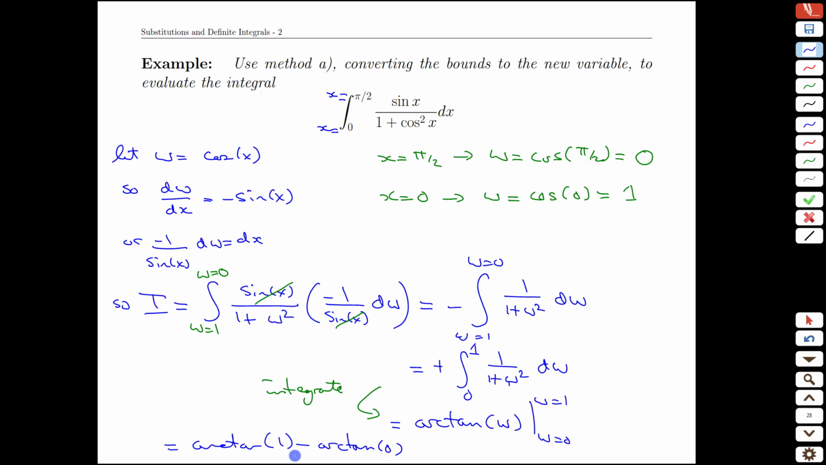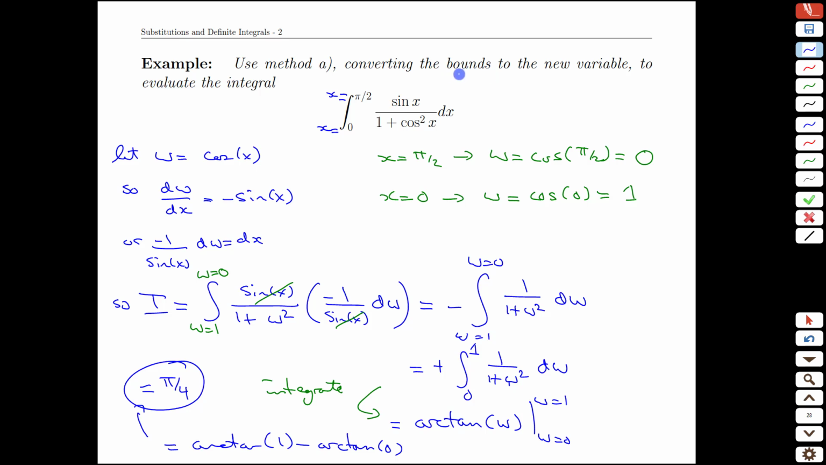Perfect. If you wanted to, you could take that a step further. Look up what arctan does again. What angle gives a tan of 1? Well, that's pi over 4. And what angle gives a tan of 0? That's 0. So we'd end up with just pi over 4 as the final value for this quite complicated looking integral that we had at the outset.